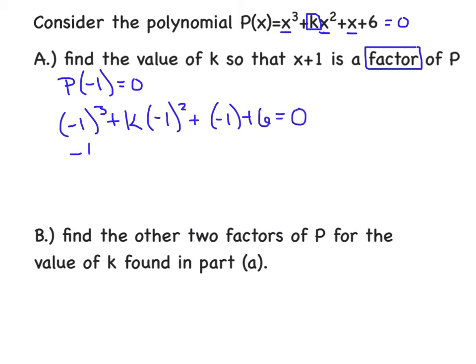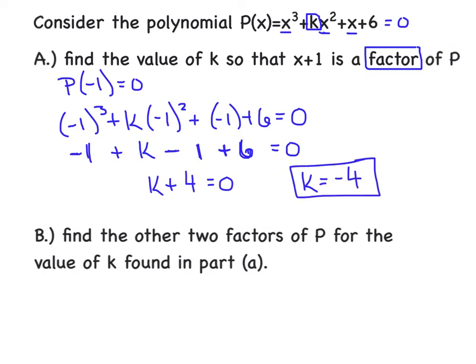So I've got a negative 1 plus k minus 1 plus 6 equals 0. Now, do you agree with all those values? Of course, when I cubed it, I got negative 1. But then when I squared it, I got positive 1. Positive 1 times k is positive k. So if I combine my like terms, like a negative 1 plus a negative 1 plus a 6, that's going to equal positive 4. And if I just subtract the 4 over, k equals negative 4.